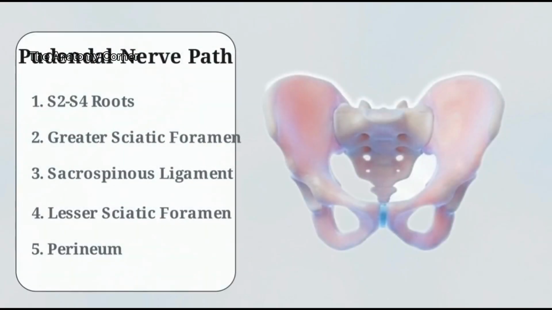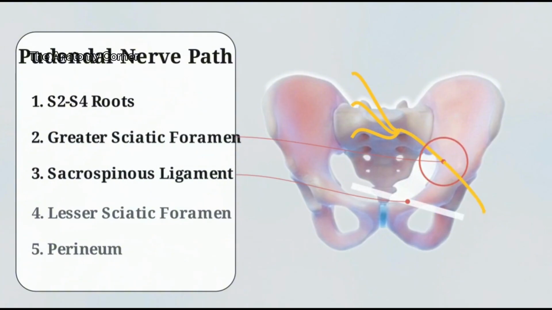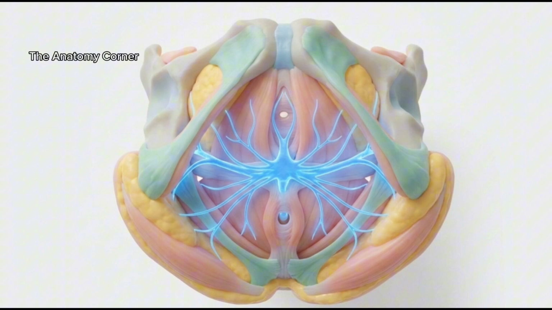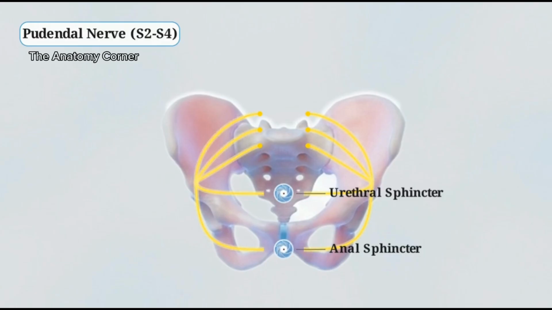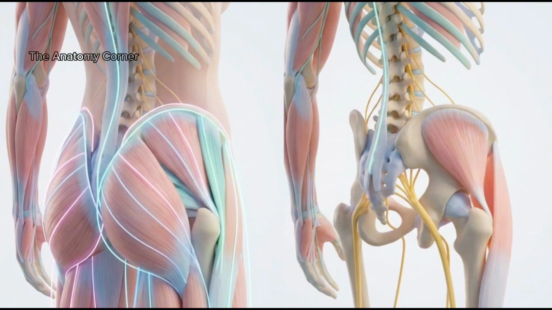The pudendal nerve, utilizing roots S2 through S4, leaves the pelvis through the greater sciatic foramen, only to immediately hook back inward around the sacrospinous ligament and re-enter the perineum through the lesser sciatic foramen. The pudendal nerve operates as the principal nerve of the perineum. It exercises strict control over the external urethral and anal sphincters, governing physical continence as well as sensory and motor sexual function. The distribution is functional.